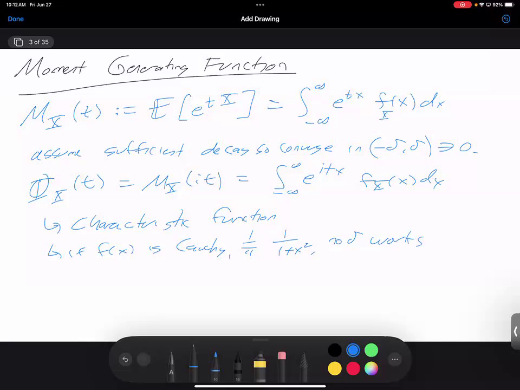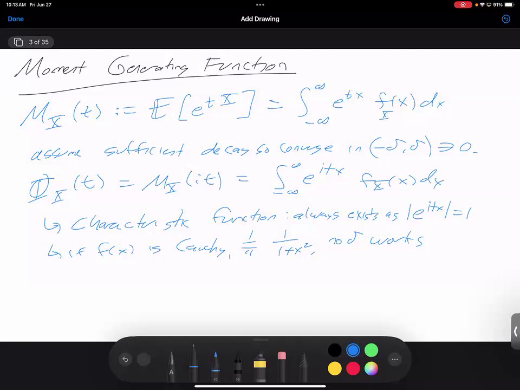And the problem is it's blowing up. You've got the exponential growth on one side. We need at least exponential decay. So this is not going to work. The characteristic function always exists, as the absolute value of e to the itx equals 1, and f of x is non-negative, it's real valued. So because it is non-negative, the integral of the absolute value is the same as the integral of the function. This is always going to be finite. So the characteristic function always exists. The moment generating function does not always exist. We will assume we are working with functions that have sufficient decay.